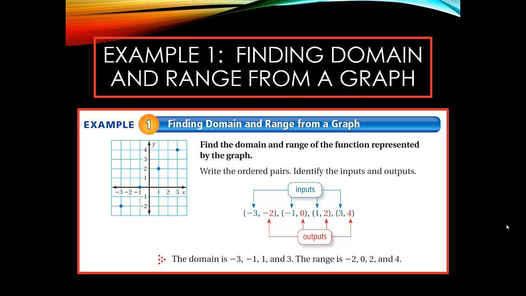Our x values would be our domain, and our y values are the range. So the domain is -3, -1, 1, and 3. And the range is -2, 0, 2, and 4.